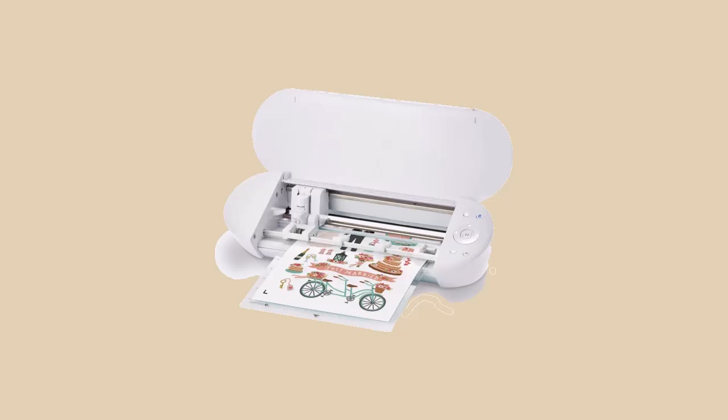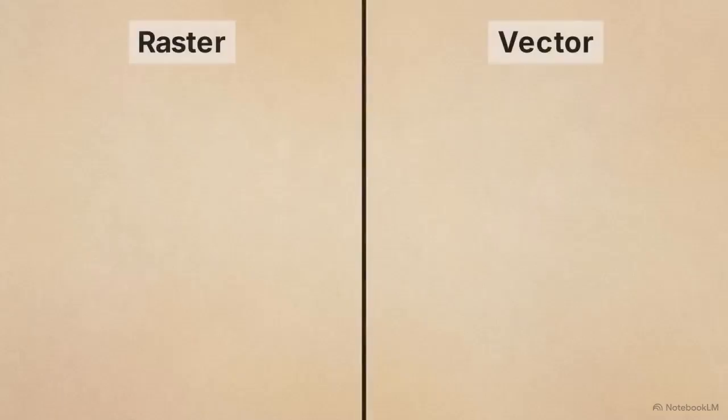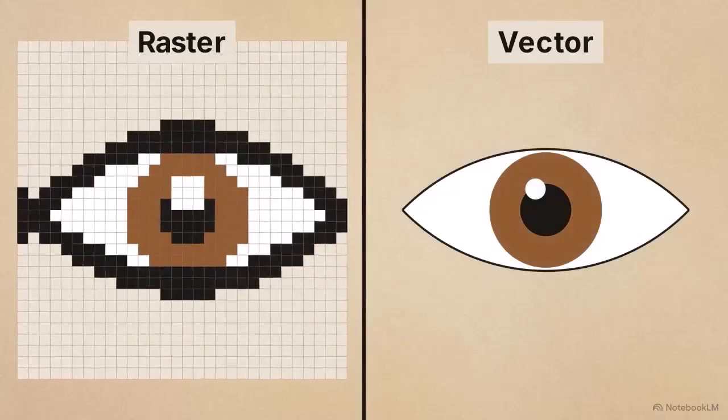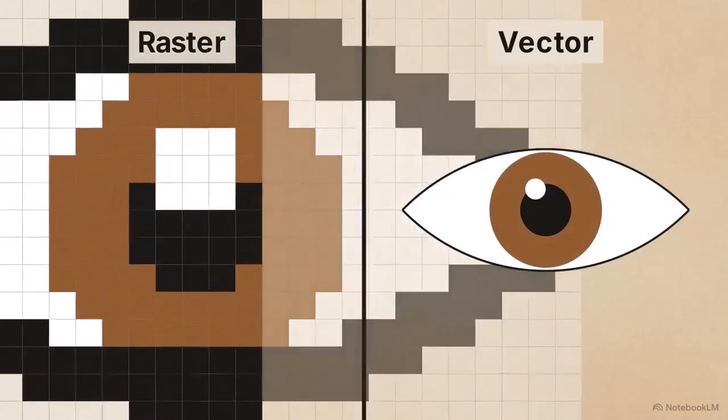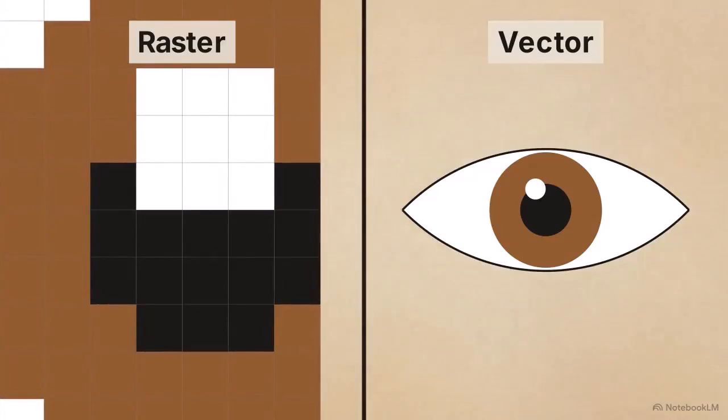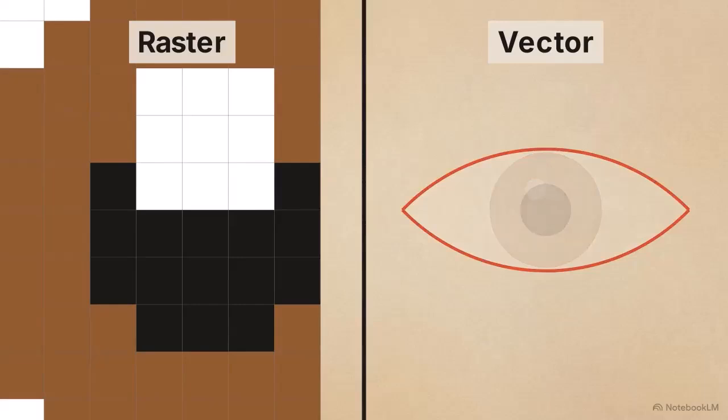Step 1 is to import your reference photo into Inkscape and open the Trace Bitmap tool. This split screen shows the difference between the two main types of digital images. On the left is a raster image, like your photograph. When you zoom in, it breaks down into a staircase of blocky colored squares called pixels. On the right is a vector graphic. Instead of pixels, it uses mathematical equations to create a perfectly smooth, infinitely scalable line.